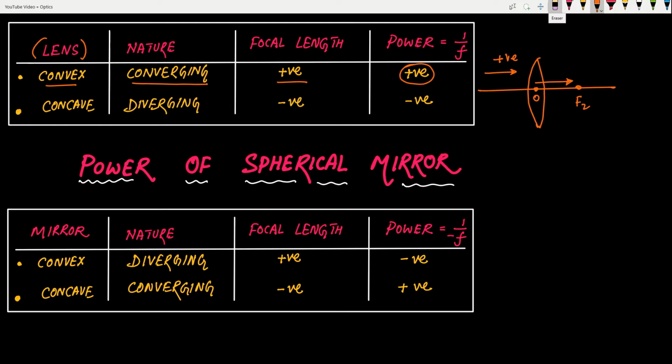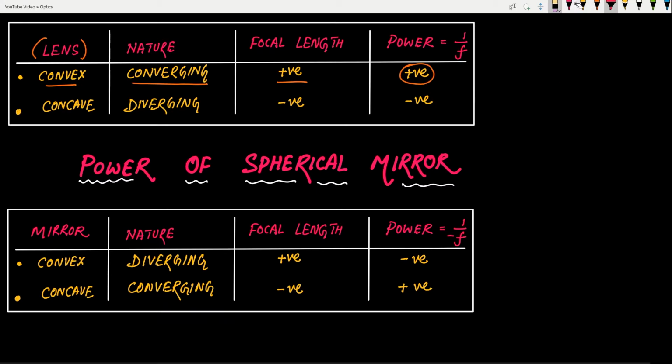Positive power denotes the ability to converge. Okay, the ability to converge is denoted by positive power. I hope this is clear. You need to remember this. Don't confuse this. Okay, you'll see the magic happening later if you just understand this concept.